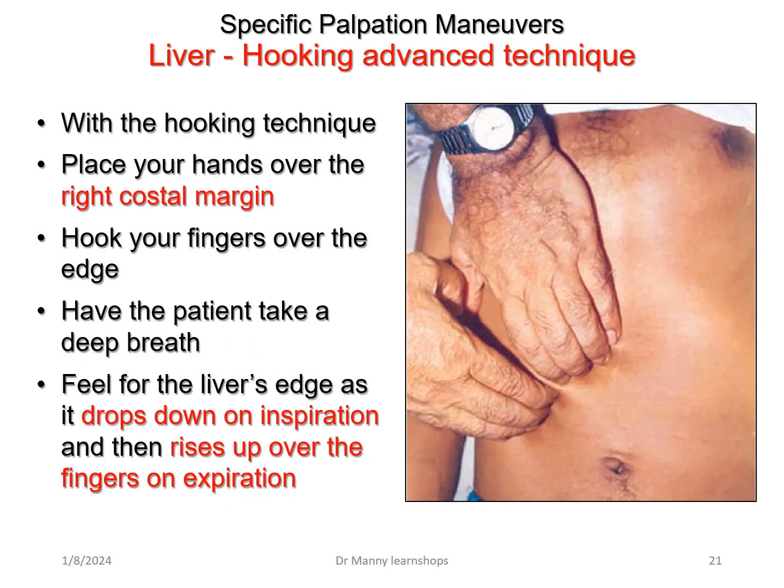Another technique that can be used is the hooking technique. With the hooking technique, you place your hands over the right costal margin, hook your fingers over the edge of the ribs, have the patient take a deep breath and feel for the liver's edge as it drops down on inspiration and then rises up over the fingers on expiration. Difficult for a novice to do and may sometimes not be detectable.